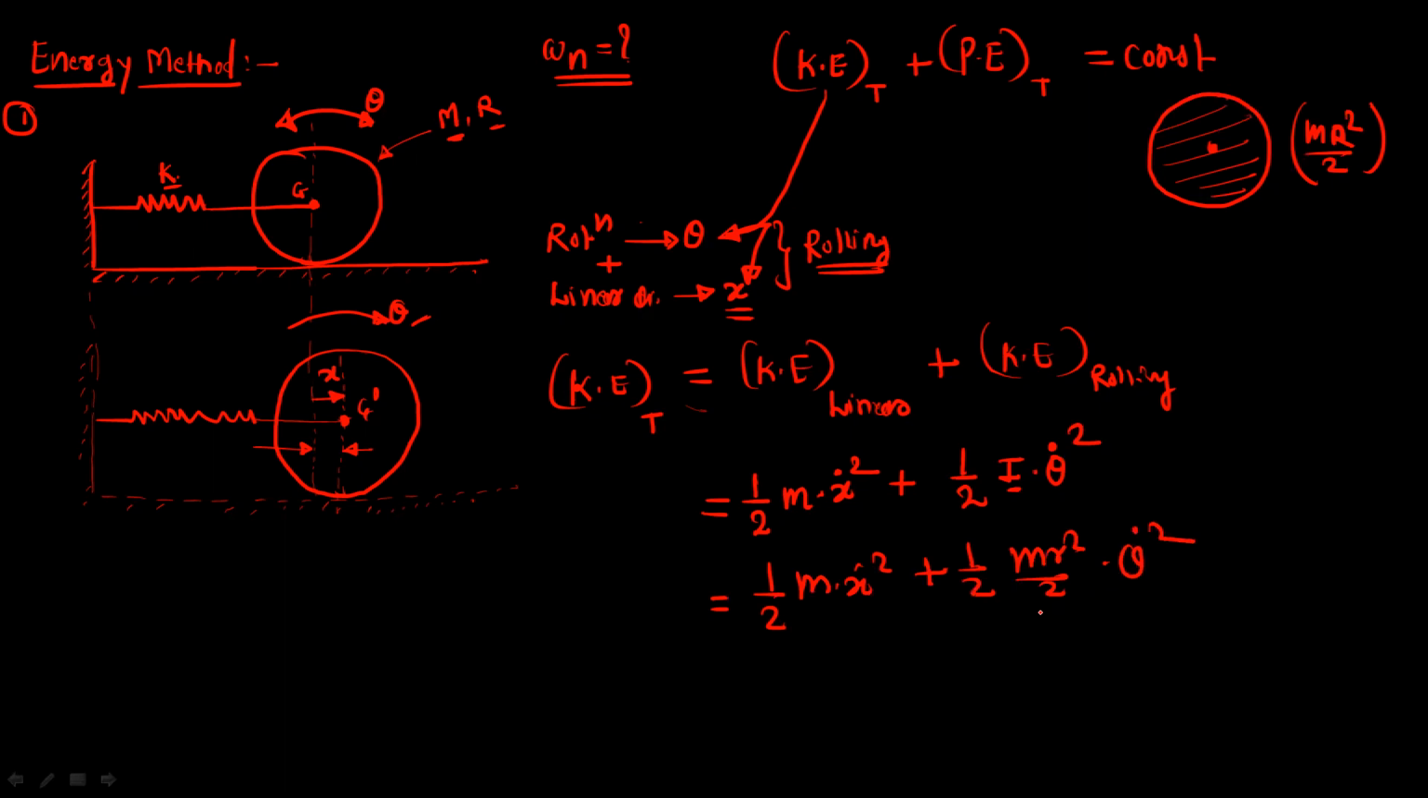So here you can observe there are two parameters. One is the x dot and second is the theta dot. But we are only considering the single degree of freedom system. So what is the meaning of single degree of freedom system? Only one parameter is sufficient to describe the complete vibration of the system. So we can convert the theta into x parameter or x into theta parameter. So how can we convert this?